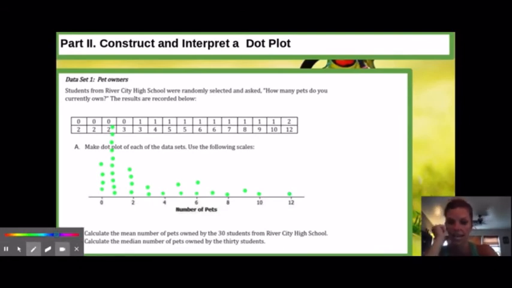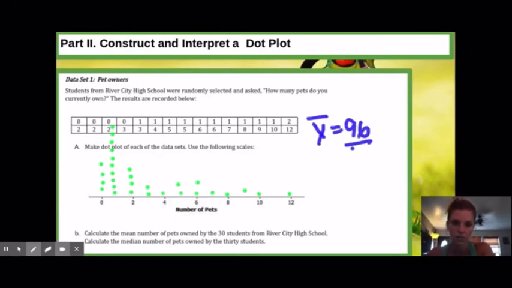Okay. The next part here says calculate the mean number of pets owned by the 30 students and calculate the median. So the mean, let's go through and add them up. You can do the 4 zeros if you want. That's up to you. So I have how many ones? 10 ones plus 4 twos, 2 3s, 4, 2 5s. So when I add them all up, I got 96. They told us there's a total of 30 students. So the average number of pets owned is 3.2.